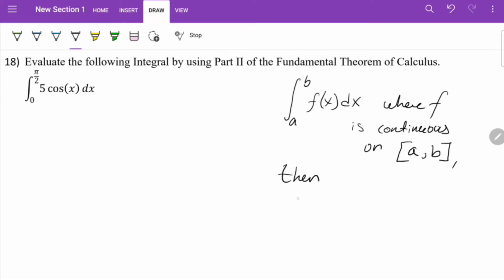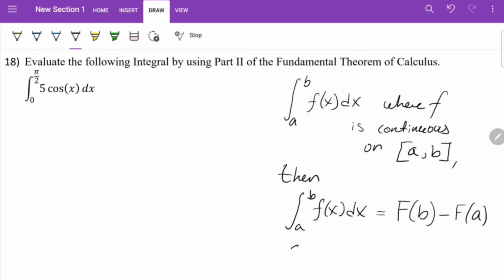then the integral from a to b of f of x dx is going to equal capital F of b minus capital F of a, such that lowercase f is equal to capital F prime, and the limit exists.